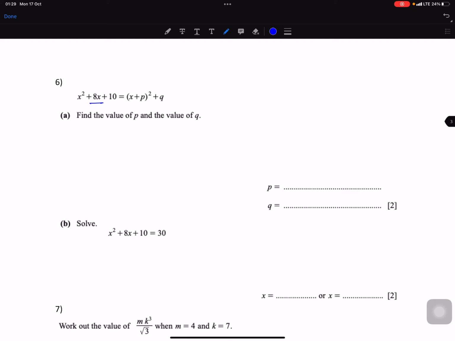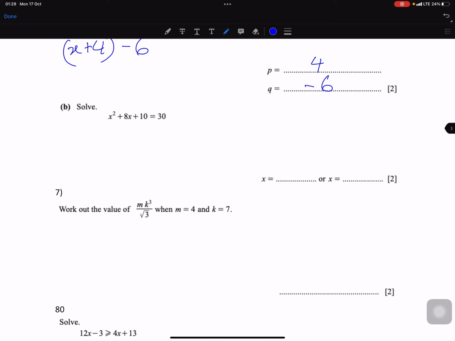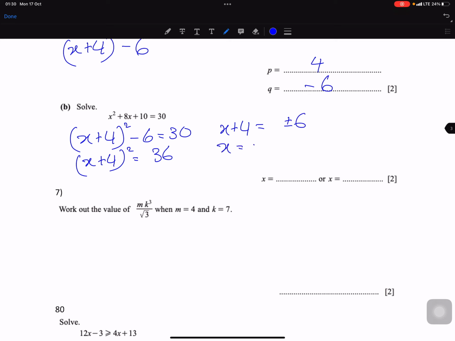Completing the square, you take this, so x plus half of the 8 is 4, squared, minus the square of the 4 which is 16, plus 10, so x plus 4 squared minus 6, so p is 4, q is negative 6. You use the same idea here: x plus 4 squared minus 6 equals 30, x plus 4 squared equals 36, x plus 4 equals plus or minus 6, x equals minus 4 plus or minus 6. First answer is 2, second answer is minus 10.